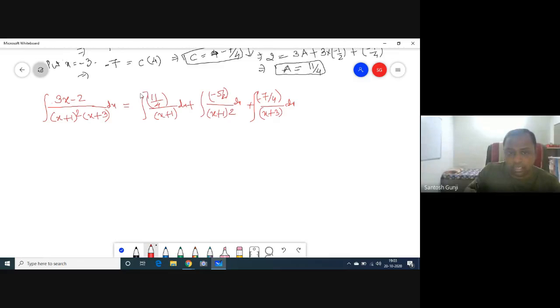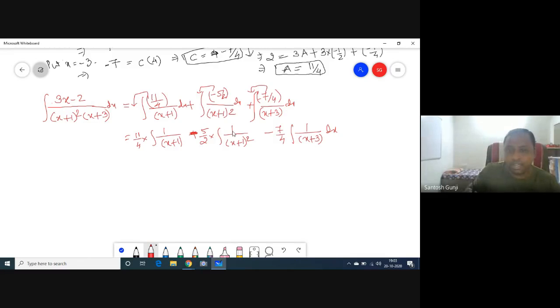Since they are constants, you can keep this constant outside. इसको आप बाहर ले सकते हो. If we take it outside, ultimately 11 by 4 into, we are left with 1 upon x plus 1. Similarly, here it would be minus 5 by 2 into 1 upon (x plus 1) the whole square, minus 7 by 4 into 1 upon x plus 3 dx.